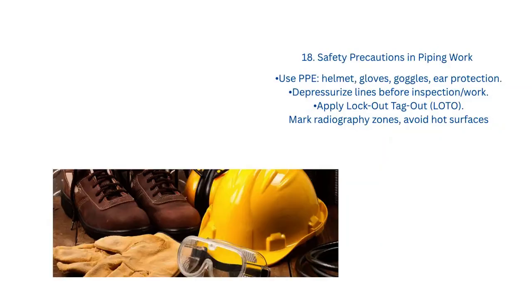18. Safety precautions in piping work. Piping work is high risk. Here are key safety measures. Always wear PPE: helmet, gloves, safety goggles, and ear protection. Ensure the line is depressurized before starting any work. Use lockout and tag out procedures for isolation. Watch for hot surfaces, chemical residues, or pressure buildup. During radiographic testing, cordon off the area and post radiation warning signs.